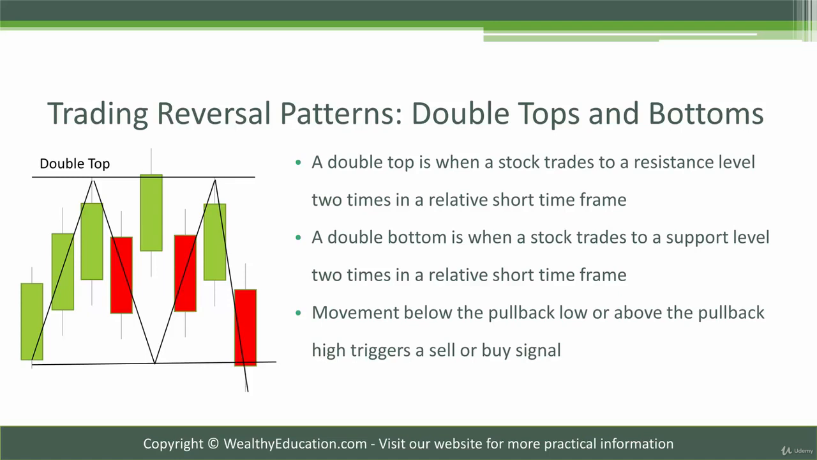And the same is true for the double bottom, with the psychology being that the stock that has been in a downtrend is now reversing course because it has failed to break through a support level 2 times in a row. And now the bulls are taking control as they take it higher than the pullback high reached in the double bottom pattern. Let's see what this looks like on a chart.